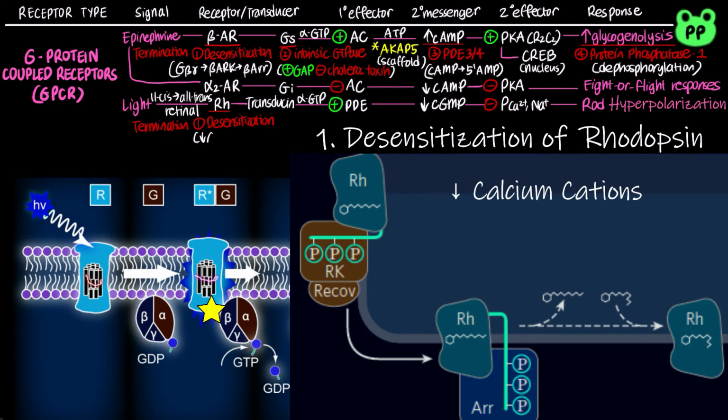Under low calcium concentration, rhodopsin kinase, abbreviated as RK, phosphorylates the carboxyl terminal domain of rhodopsin, which creates a binding site for arrestin 1, abbreviated as ARR. Arrestin 1 is homologous to beta-arrestin of the epinephrine pathway. It sequesters rhodopsin, making it unable to interact with transducin. After a while, arrestin 1 eventually dissociates from rhodopsin. The all-trans retinol in rhodopsin is replaced with 11-cis retinol, and the rhodopsin is ready for another phototransduction cycle.